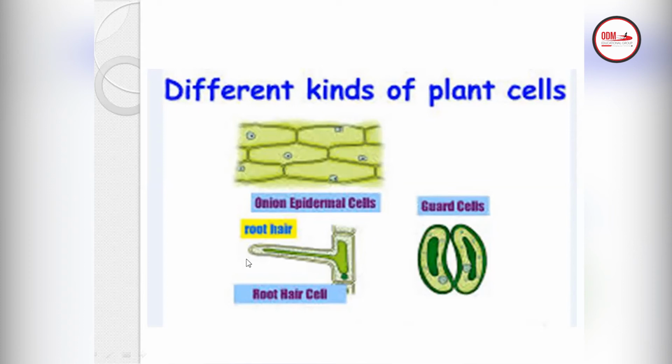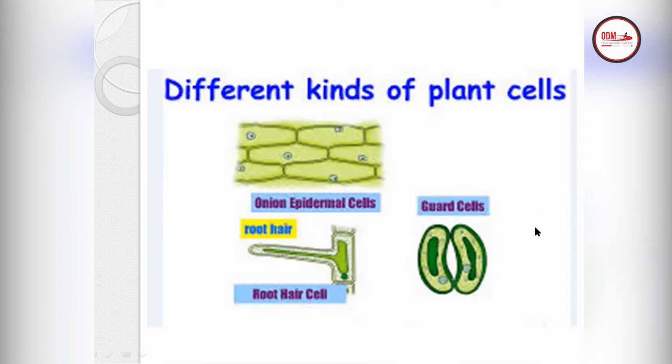Now coming to the root hair cell. These root hair cells are present in the roots, small hair-like structures, and you can see they are needle-like, much elongated, so that they can penetrate deep into the soil and absorb water from the soil. They increase the surface area for the absorption of water from the soil.